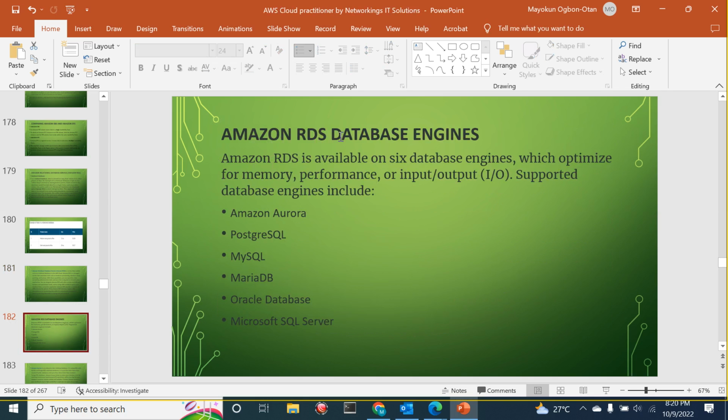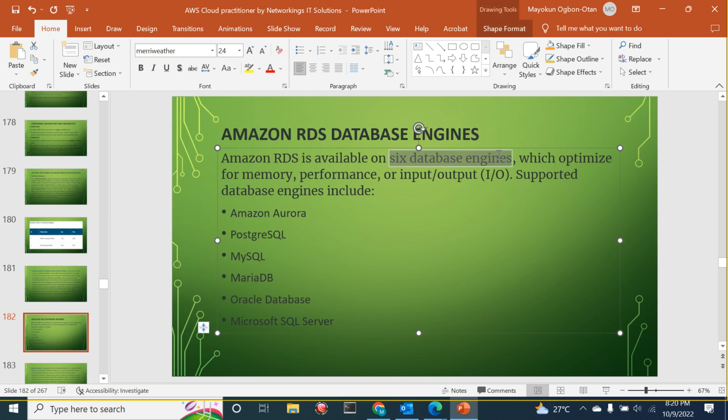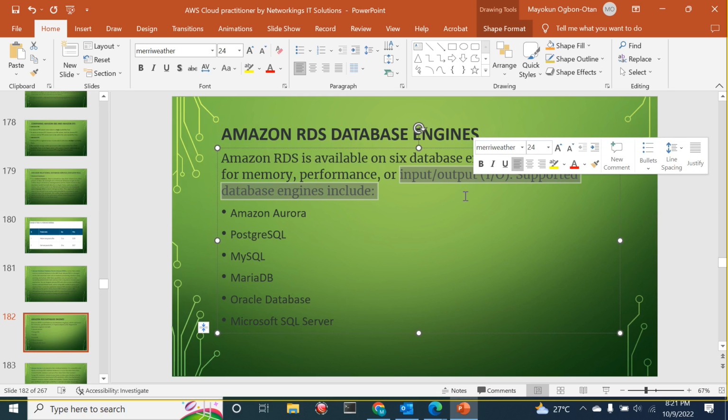All right. So Amazon RDS database engine. See what they have done. Amazon RDS is available on six database engines, which are optimized for memory, performance, or I/O. Please, anytime you see I/O, they are talking about input, output.